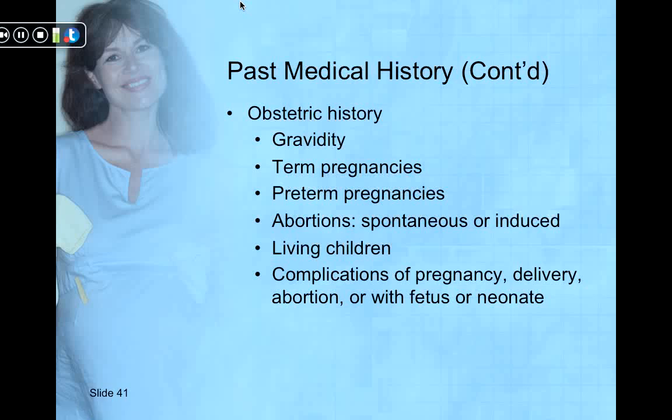What is their obstetric history? How many times have they been pregnant? How many term pregnancies have they had, or preterm pregnancies? And then why, if they did have preterm pregnancies, was it because of an infection or an incompetent cervix? Did they have preeclampsia or HELLP syndrome or something that caused them to have to deliver early? Were they in an accident? Have they had any abortions, either induced or spontaneous?